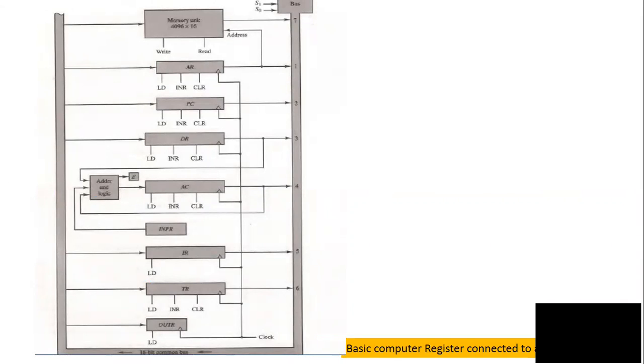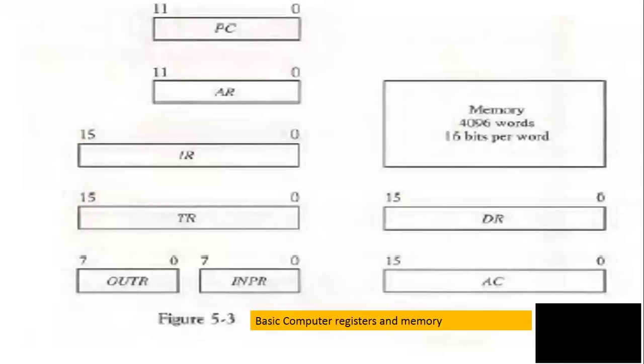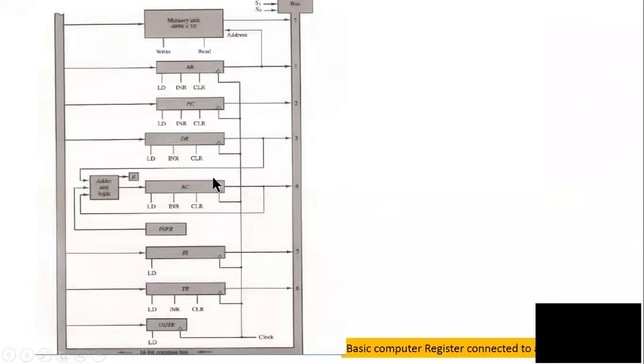Also, you see this is all connected. All registers are connected. How will it work? This is the block diagram of your registers. How is the transfer going on?